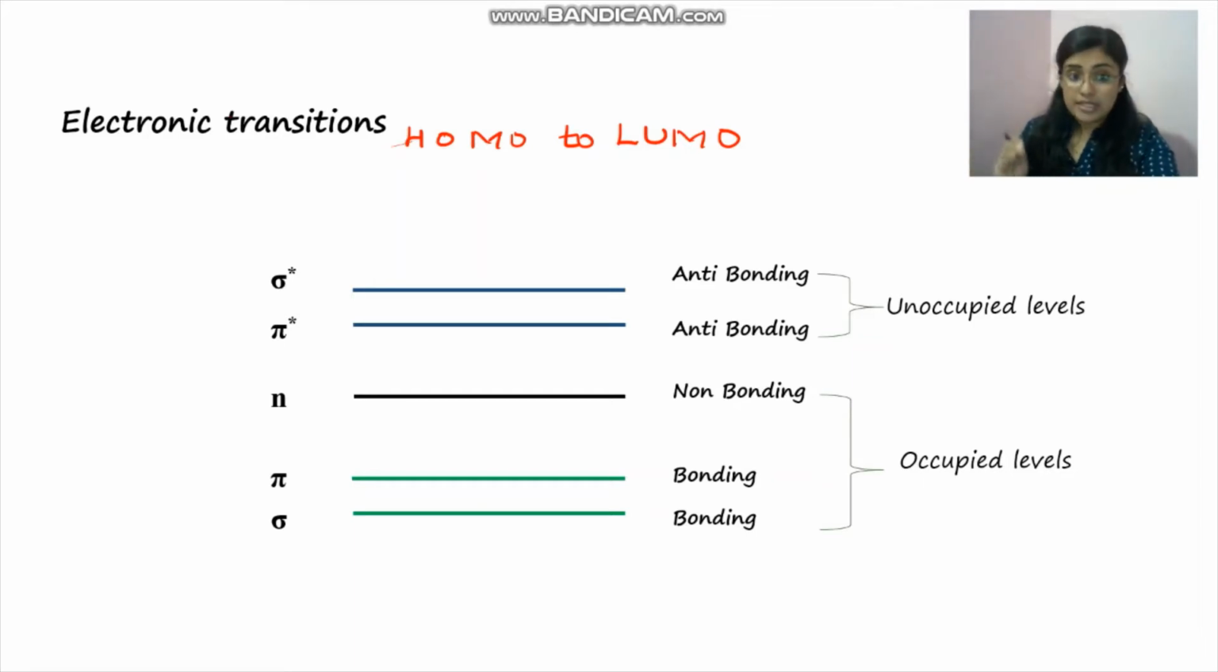From my sigma orbital, I can have two types of transitions: one is the sigma to sigma star transition, and the other is the sigma to pi star transition. Then from the pi orbital, I can have the pi to pi star transition. And from the non-bonding orbital, if I have electrons in my non-bonding orbital, or if my non-bonding orbital is my highest occupied molecular orbital, then upon irradiation the transitions can be n to pi star and n to sigma star. So these are the various electronic energy levels and the electronic transitions that are possible.